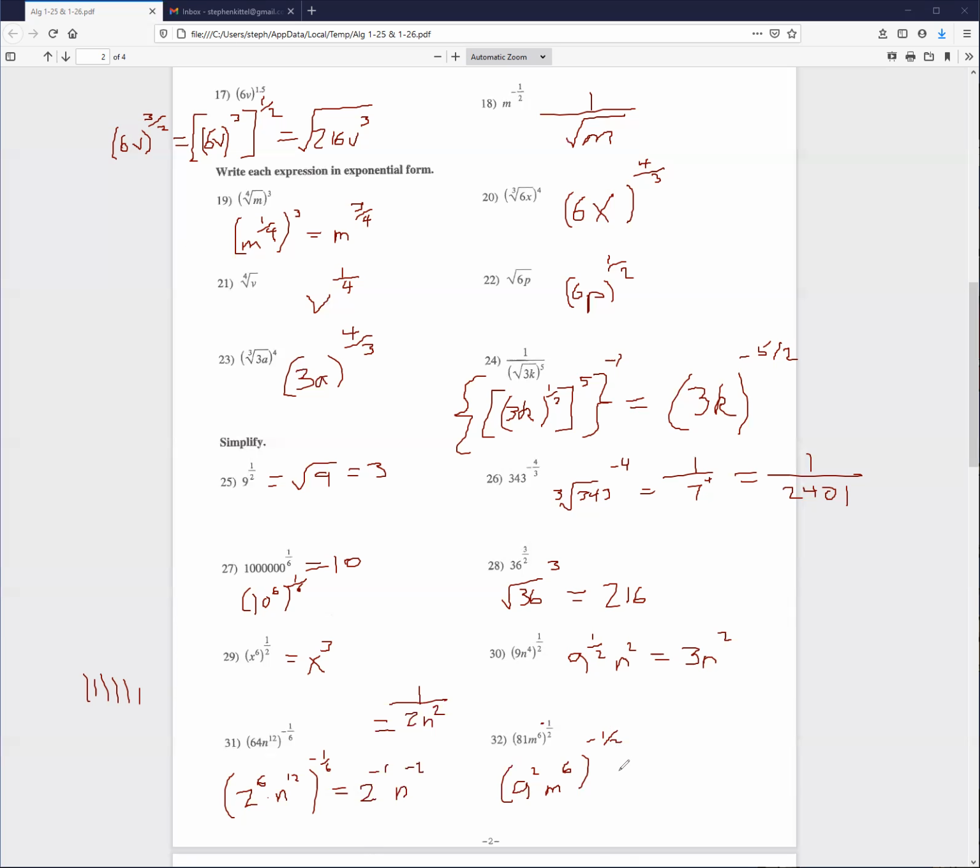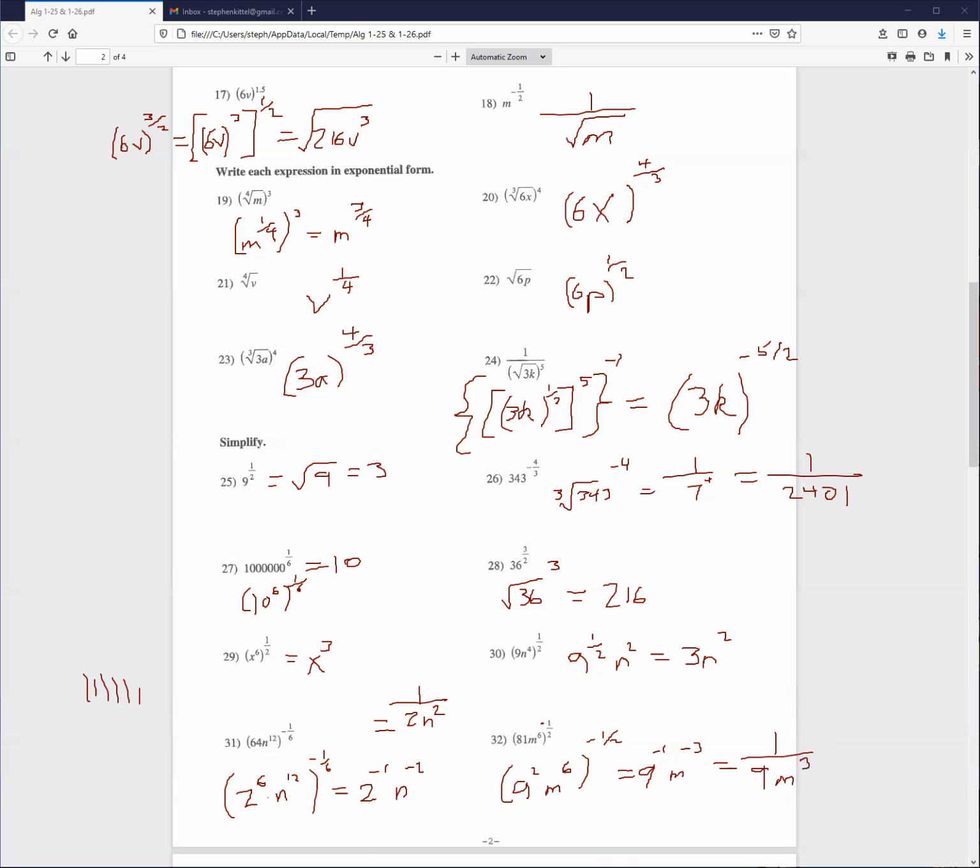All right, and now we apply our power to a power. 9 squared to the negative 1/2 is 9 to the negative first. m to the 6th to the negative 1/2 is m to the negative third. So this is 1 over 9m to the third.